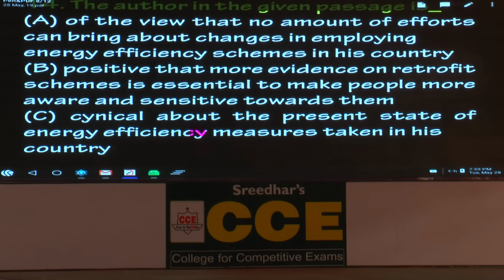Positive that more evidence on retrofit schemes is essential to make people more aware and sensitive towards them. The last paragraph talks about this. This is right. Hold this one. Cynical about the present state of energy efficiency measures taken in his country. Does the writer sound cynical anywhere? Cynical means negative, completely negative. He has been analytical, not cynical. Now what is the answer here? B is the answer. Only B is the answer. Which option talks about that?